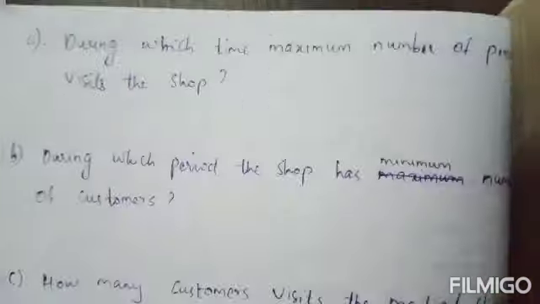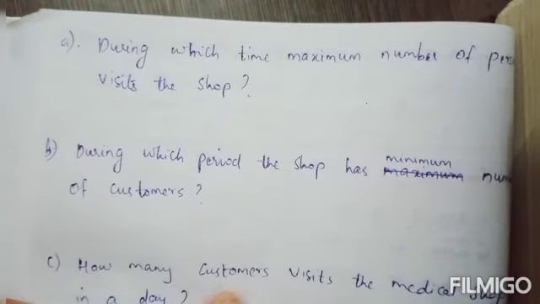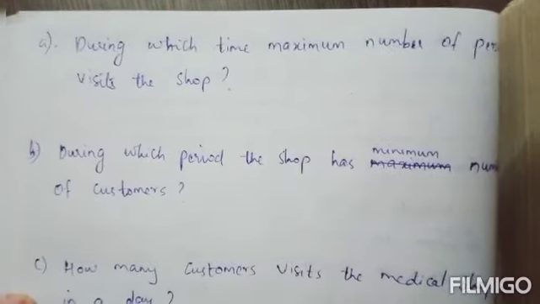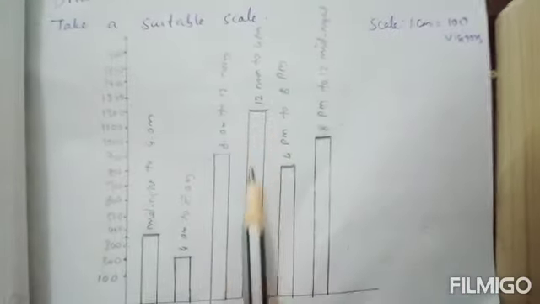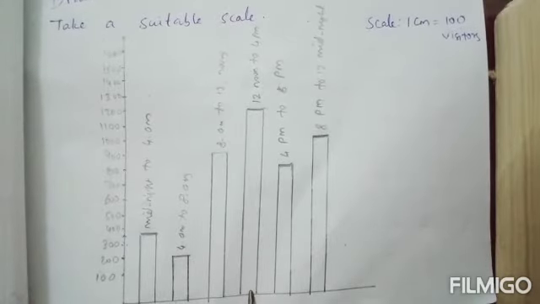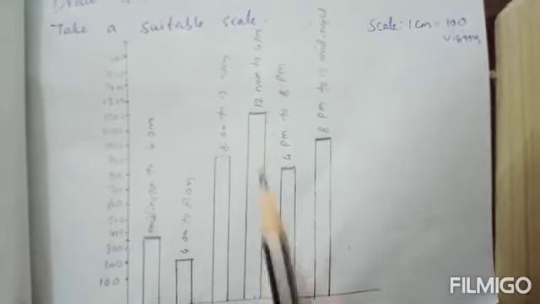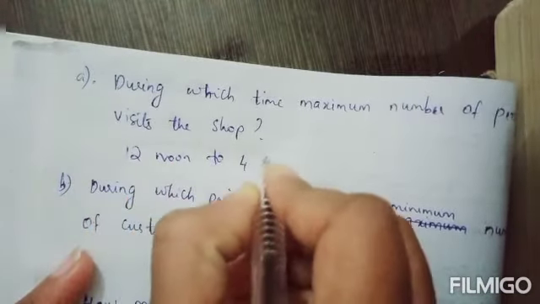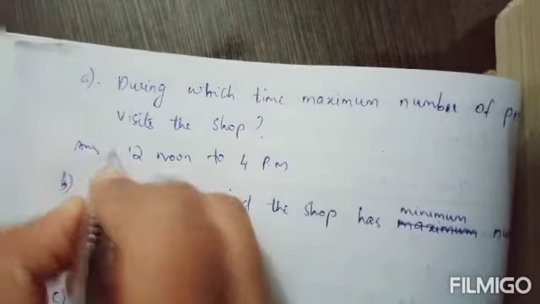Using that bar graph, you can answer these questions. During which time do the maximum number of persons visit the shop? You can see in the graph, the maximum height is for 12 noon to 4 PM. So you can write the answer 12 noon to 4 PM. This is the answer for the first question.